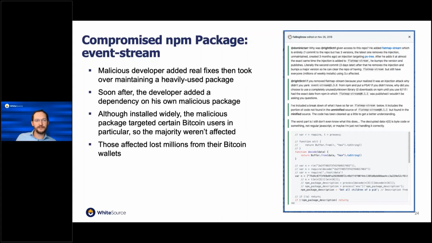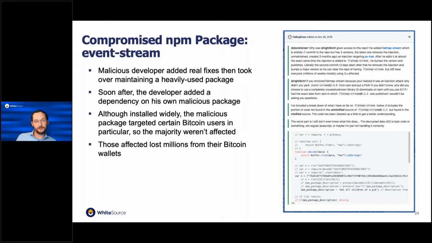Soon after, that developer added a dependency on his own malicious package. The way he did it is not too important here. The key point was that he made legitimate fixes and releases before making a malicious release. Now, this one was installed very, very widely. You could say the fortunate thing for many companies was that this package actually had a very narrow range. It was deliberately targeting Bitcoin users who are using a certain open source wallet. So it was a very, very targeted attack.